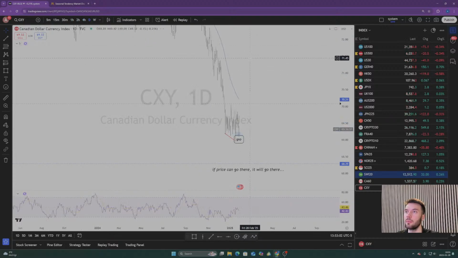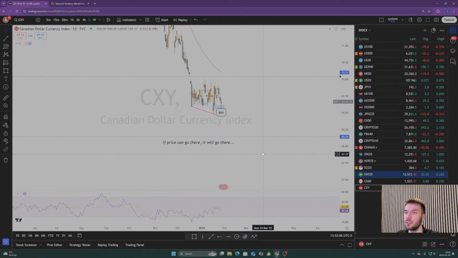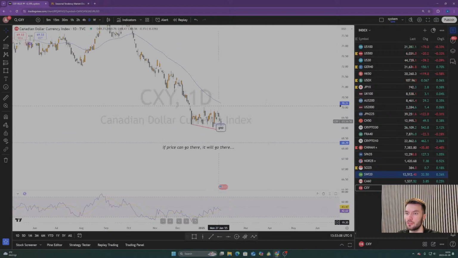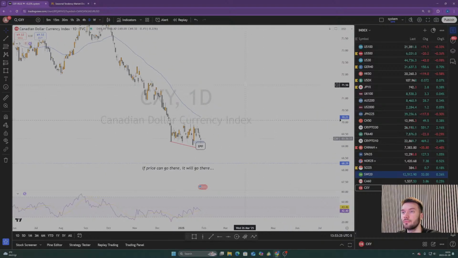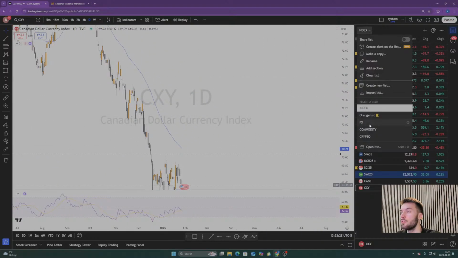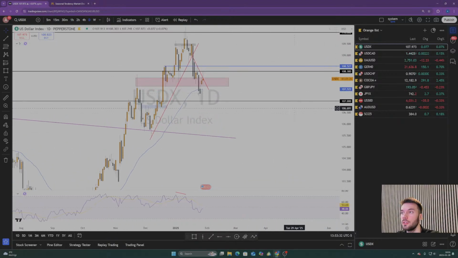Just looking at this huge RSI divergence. I mean, Jesus, this is ridiculous. Huge. Okay, that's what I'm looking at, and that's what I am expecting. So let's see how that goes and turns out for me.